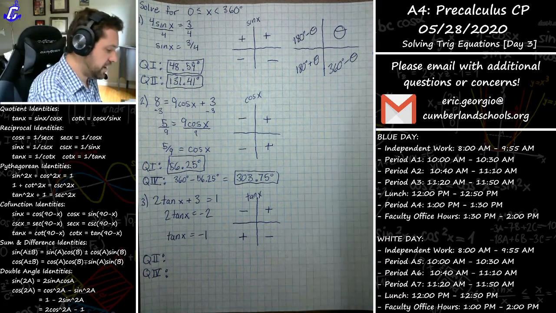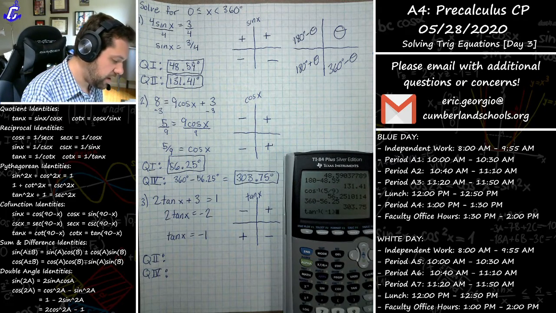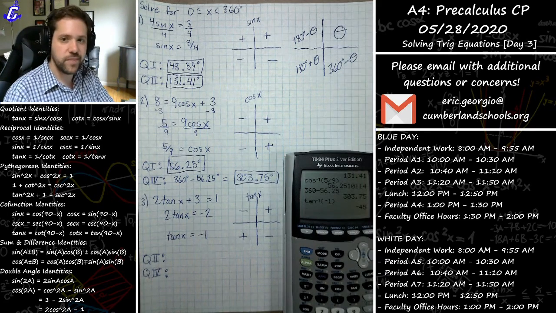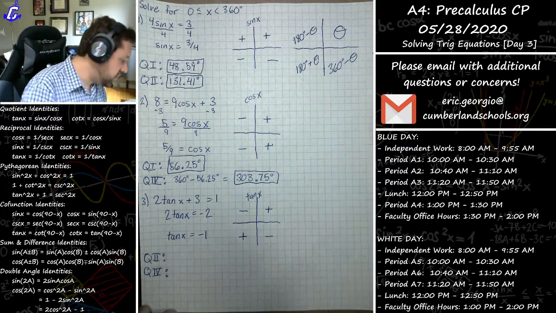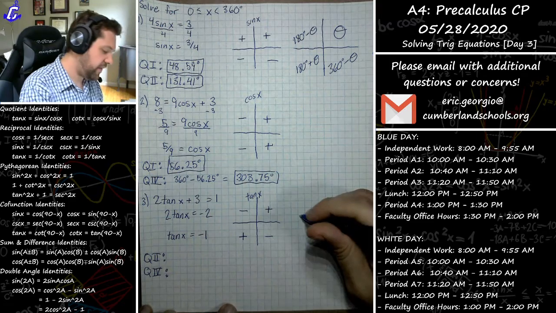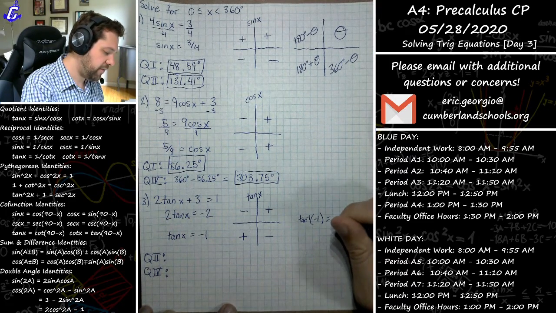Well, let's see what the calculator is going to tell us here. I'm going to do the tangent inverse of negative 1, and it tells us that it's negative 45. Rats. Although that's true, it's not within our 0 to 360 range, right? So I get that the tangent inverse of negative 1 is negative 45 degrees.